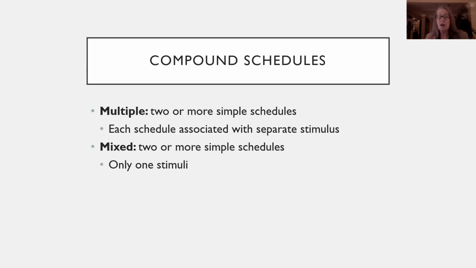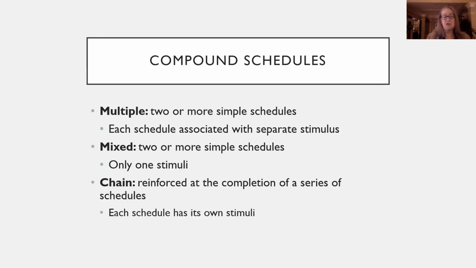The mixed compound schedule is just like the multiple, but the organism's given no signal. So there is no red light to signal that it's going to be FR5 and then a yellow light to signal that it's changed to VI3. It just begins at FR5 and then all of a sudden it changes to VI3 and then it might go back to FR5 and then back to VI3, and the organism gets no warning. They just have to figure it out on their own. So that's a mixed compound schedule.